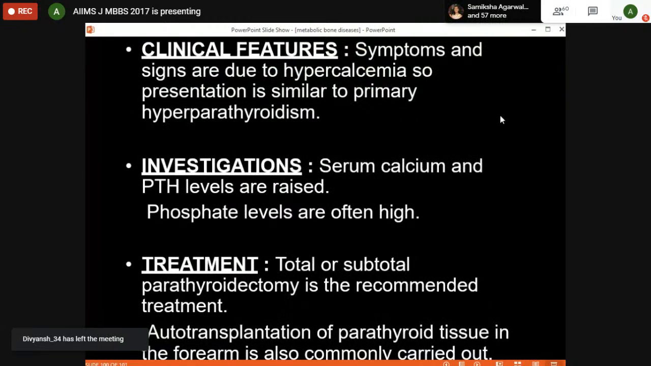What are the clinical features? In this, symptoms and signs are due to the hypercalcemia, so presentation is similar to primary hyperparathyroidism. Investigations, we should get serum calcium and parathyroid hormone levels, which are usually raised. Phosphate levels are usually high. Treatment, what should be the treatment? So total or subtotal parathyroidectomy is the recommended treatment. Autotransplantation of parathyroid tissue in the forearm is also commonly carried out. These two are treatment modalities which are recommended, and the most usually preferred is subtotal parathyroidectomy.